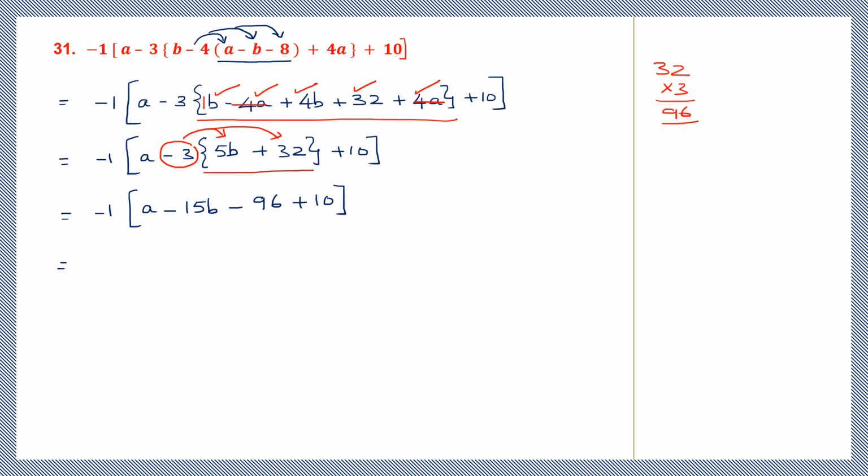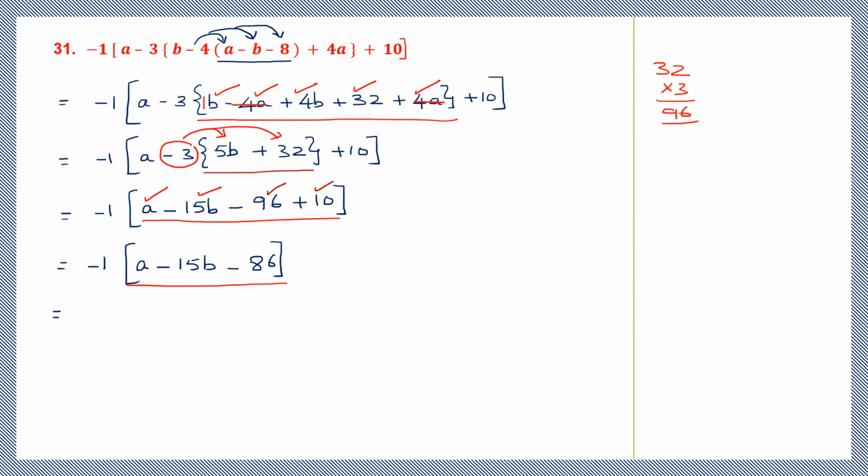Now we are going to work on what is inside the square bracket here. So we have minus 1. Then we have inside the square bracket, we have only a. We don't have another a. So we're going to keep the bracket and write a. Then let's look at the b. We have only minus 15b and nothing else. So we're going to write minus 15b. And now we're going to look at the numbers. So here we have minus 96 plus 10. So signs are different. Put the sign of the bigger number and subtract. 96 minus 10 is 86. Close the brackets. Now we're going to remove the square brackets.